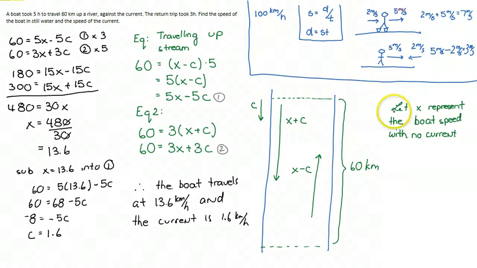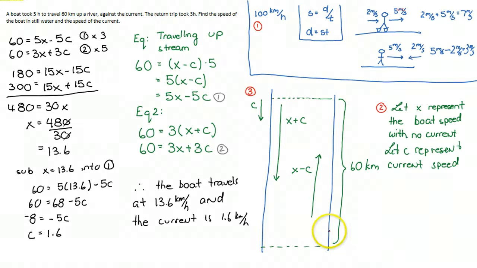So if we let x represent the boat speed with no current, and I should actually right here, let c represent the current speed, we can think of the question like this diagram. So the boat is going to travel from here up to some point 60 kilometers upstream and then kind of turn around and then kind of come back down. Okay. So it's traveling the same distance in both directions.